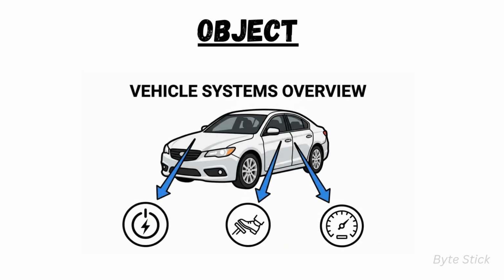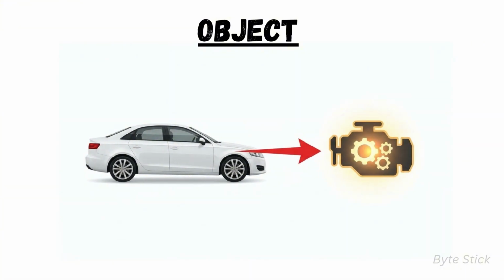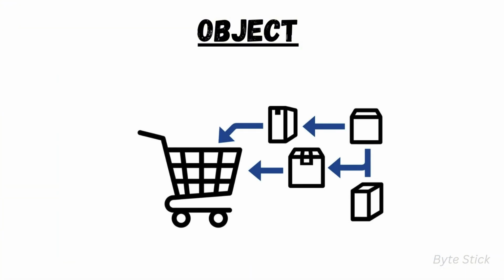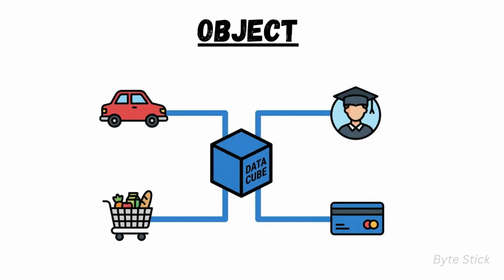Objects also perform actions through the methods defined by their class. A car object can start its engine, a bank account object can calculate its balance, and a shopping cart object can add products. Almost everything in object-oriented programming revolves around creating and managing objects because they represent the real data that a program works with.